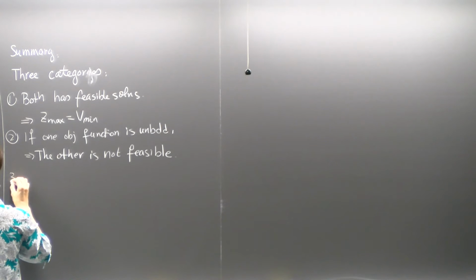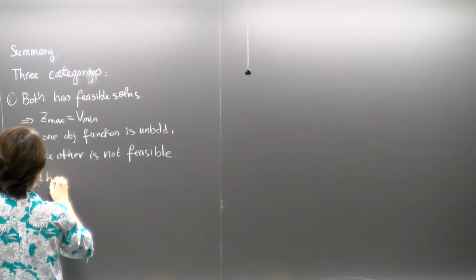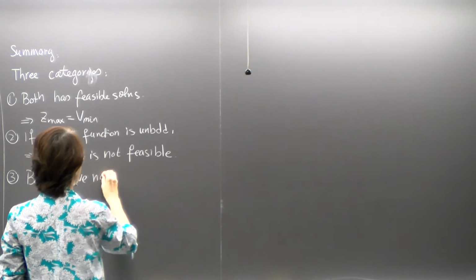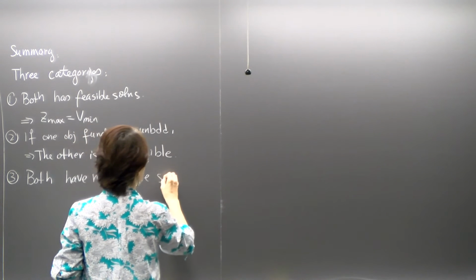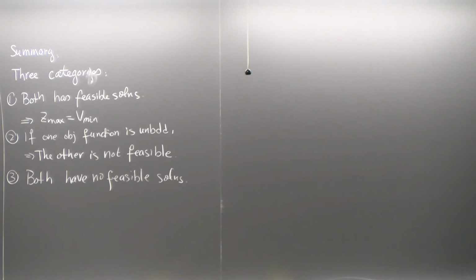And then the third one is, well, that we're really unfortunate that both problems have no feasible solution. So both are not feasible. Then there's no solution at all. Okay. So is that clear? All these results, all these concepts in our head?